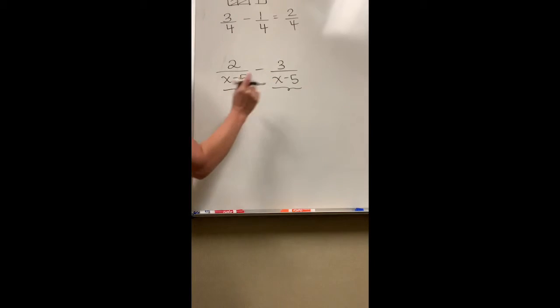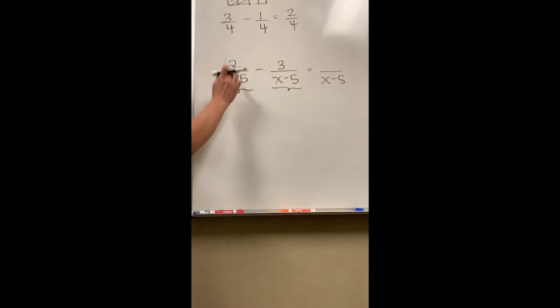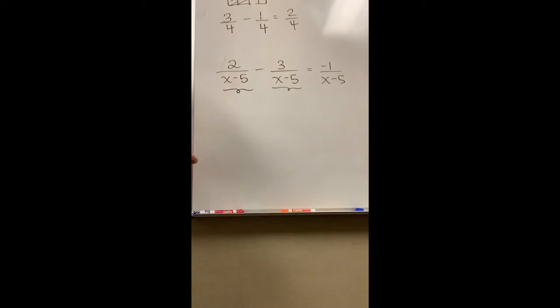Since I have like denominators, I know it's going to be something over x minus 5, and then I have 2 minus 3, that's -1, and so that's my answer.